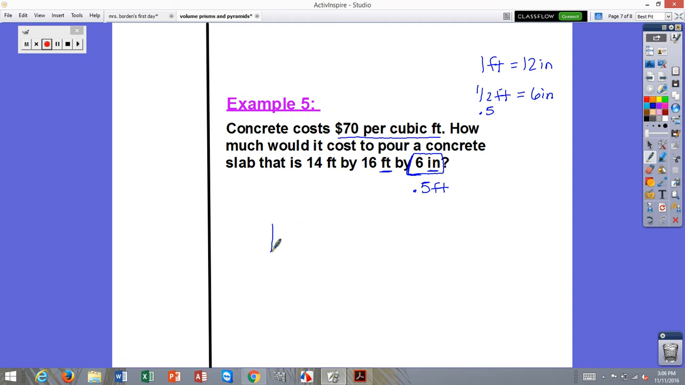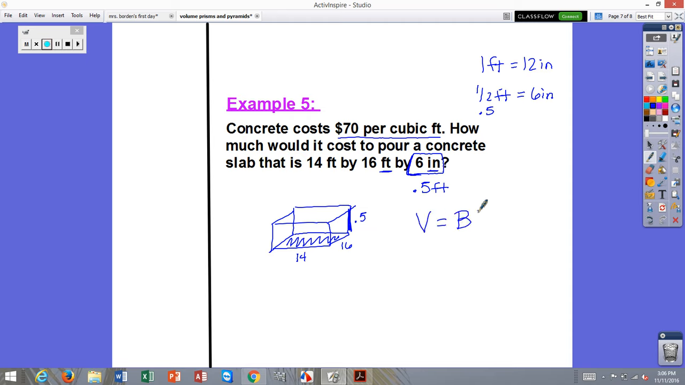So now let's draw a picture. An easy way to draw a rectangular prism is to draw a rectangle and draw another rectangle inside that one, and then connect all the corners with diagonal lines. 14 by 16 is the base. We can shade that. And then by 6 inches, that's the height, so half a foot. So 0.5 would be this height measurement right here.